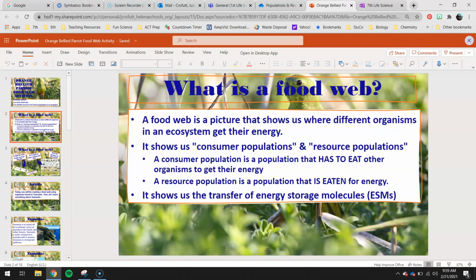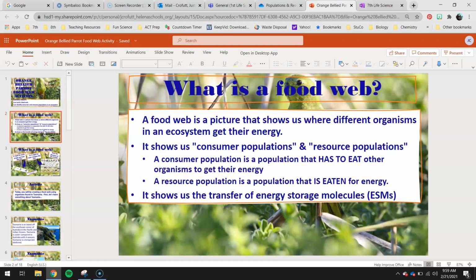A food web is a picture that shows us where different organisms in an ecosystem get their energy. They might get it from multiple places, or in the case of things like plants, they can make it themselves. So it shows us consumer and resource populations. This is that vocab piece I'm talking about that you need to know to be able to frame where things go in your food web. A consumer population is a population that has to eat other organisms to get their energy.